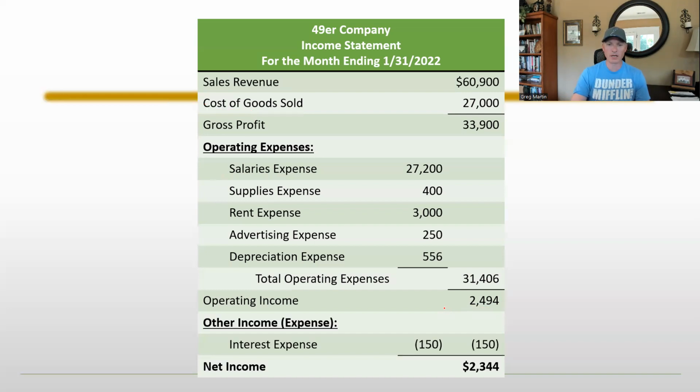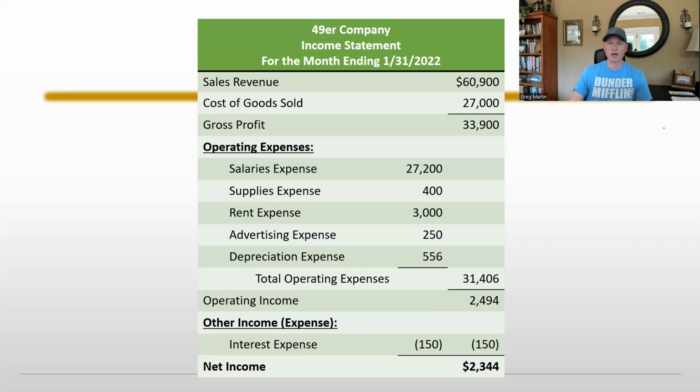But beyond operating income, we do have some other items. Other income and expenses are interest expenses, in the example that we have. You could have gain on sale, loss on sale, interest revenue. There could be some other things in there as well. Those are the main ones, but a lot of times a one-time expense might be thrown in there.